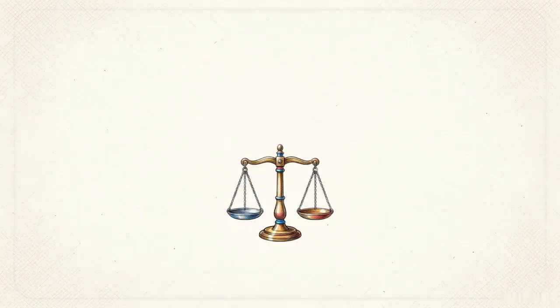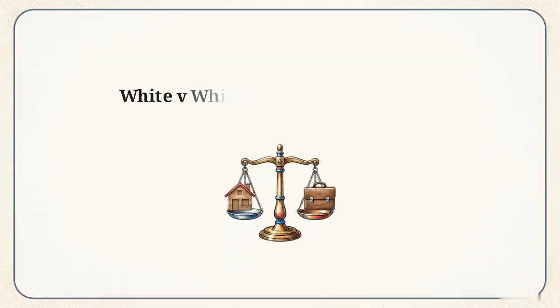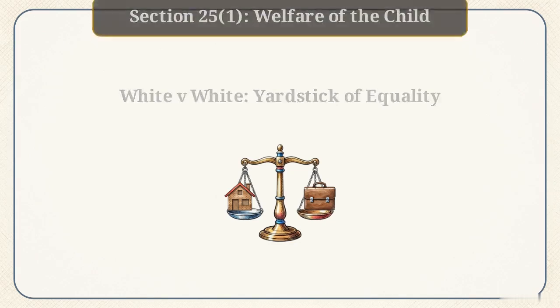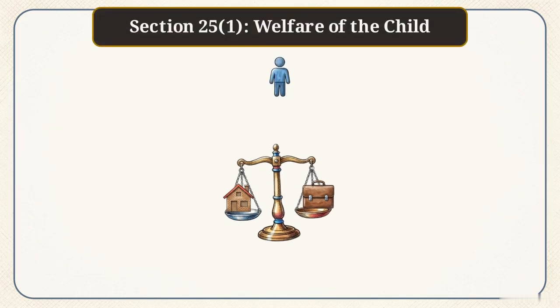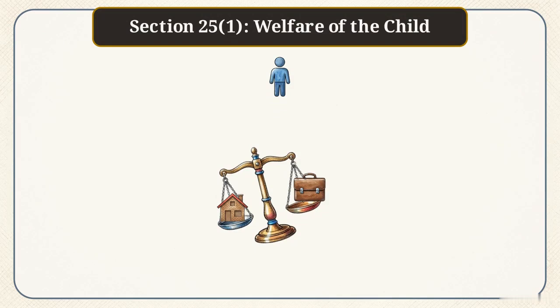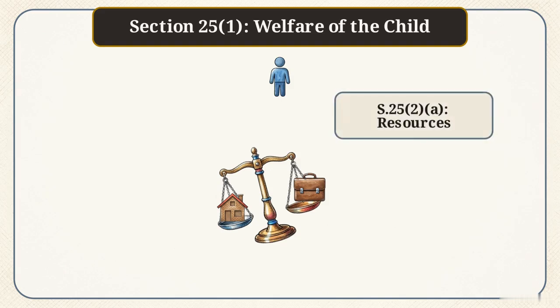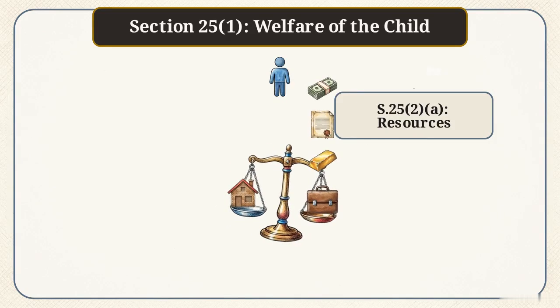remedies. This diagram illustrates the starting point for asset division, the yardstick of equality, derived from White versus White. However, the primary statutory directive alters this balance. Section 25(1) mandates the first consideration must always be the welfare of any minor child. If securing stable housing for a child requires giving the primary caregiver a larger share of the capital, the baseline 50-50 equality is set aside.